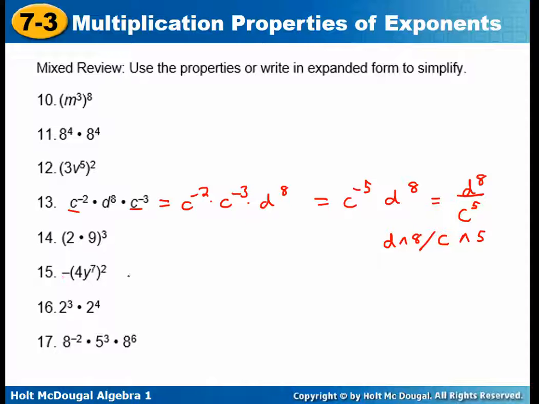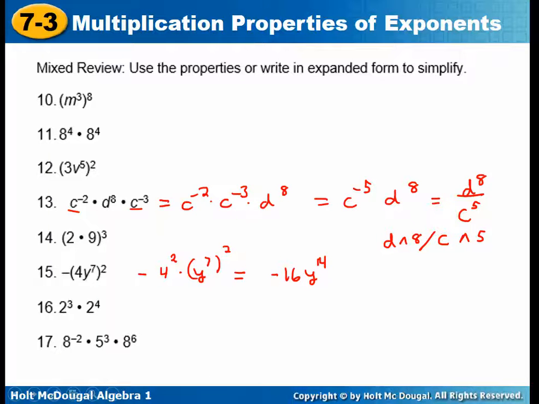Let's look at number 15. The negative is out front. Every factor in this parentheses has to be raised to the second power. So we'd have 4 to the second power, and then we'd have y to the 7th to the second power. And that's going to equal, the negative goes in front, 4 squared is 16, y to the 7th to the second power. That's the rule that says if you have a power raised to a power, you can multiply the exponents. So I'd have negative 16 y to the 14th as my final answer.